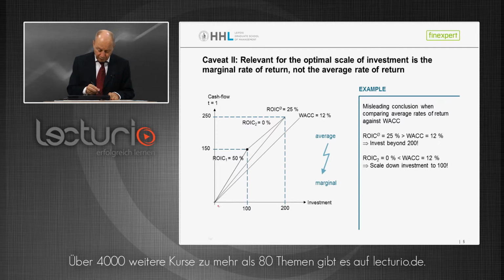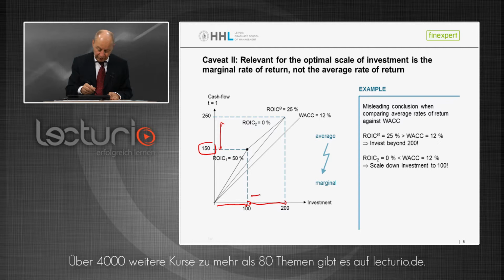So we have an investment, a one-period model, very simple, that requires an investment of 100 and brings us one period from now a cash flow of 150, and that yields a rate of return of 50%, 150 over 100 minus 1. If we would scale up our investment for another 100 and increase it from 100 to 200, then we assume that the next 100 million bring us just a rate of return of 0. That is, we get just back the additional 100 here.